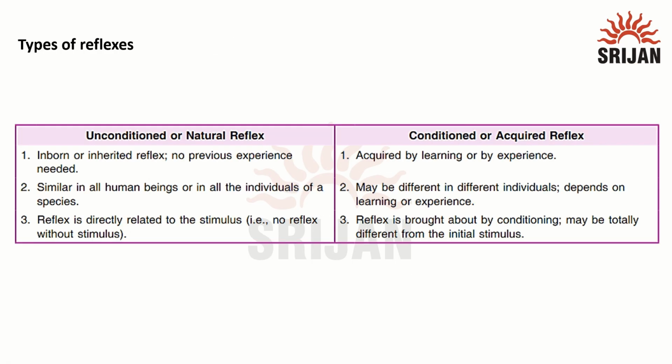Now, if we summarize how the unconditional and conditional reflexes are different: unconditional reflexes are inborn or inherited, without any previous experience. They are similar in all human beings, in all the individuals of a species. Conditioned reflexes are acquired by learning or by experience. They may differ from one individual to another depending on the learning experience.